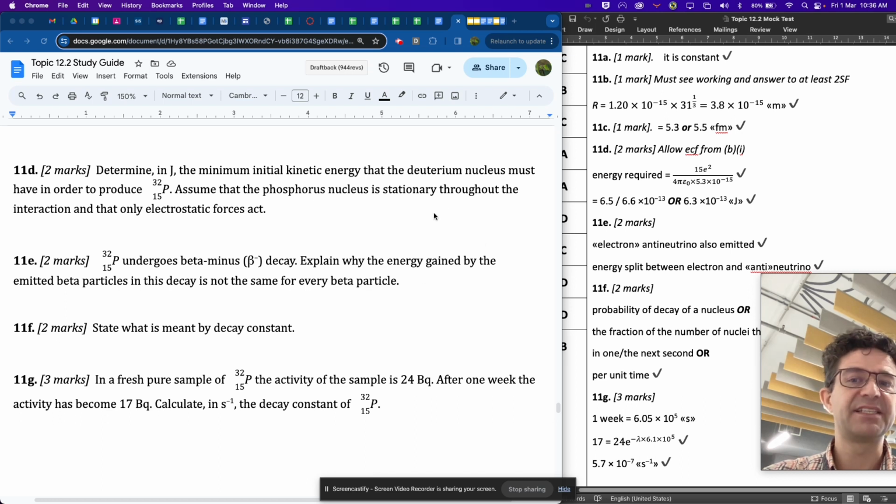And then, of course, that has to be kinetic energy so that it can get that close. So the kinetic energy is equal to that value. It undergoes beta minus decay.